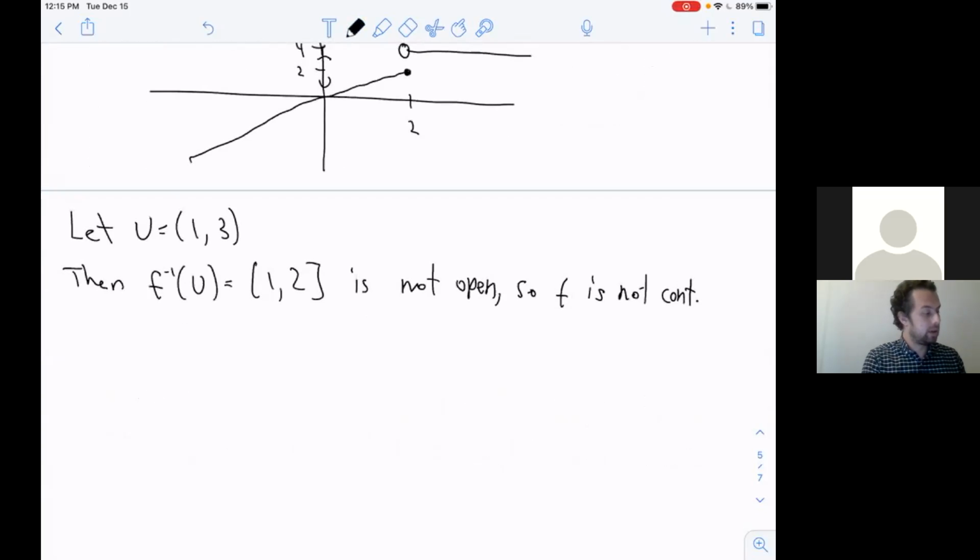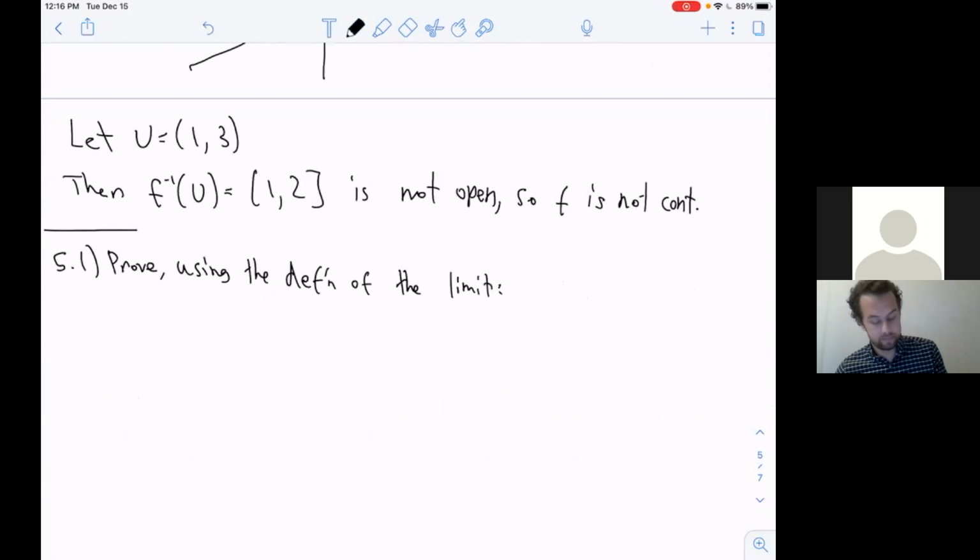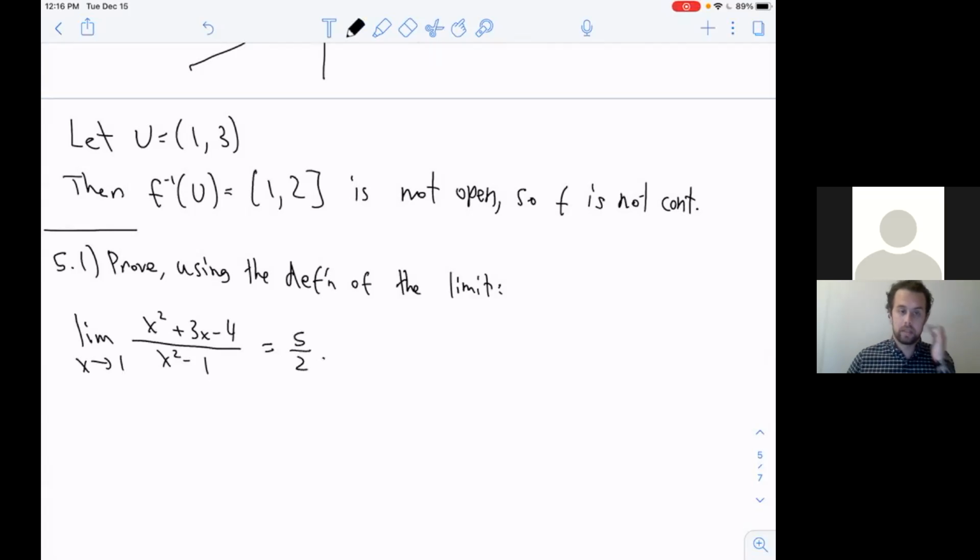Okay, so now on to the final question, which is 5.1. So we're going in reverse order here at the end. So prove, using the definition of the limit as x goes to 1 of x squared plus 3x minus 4 over x squared minus 1 equals 5 over 2. Okay. Now, if we had to get the 5 over 2, you'll see a point in the proof where we would be able to find it if we didn't know.